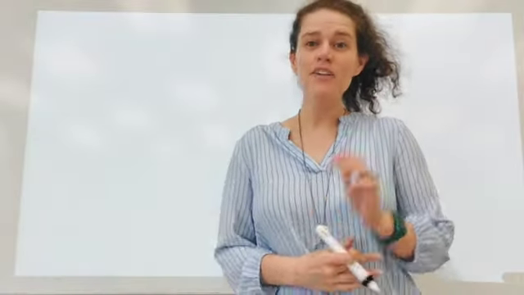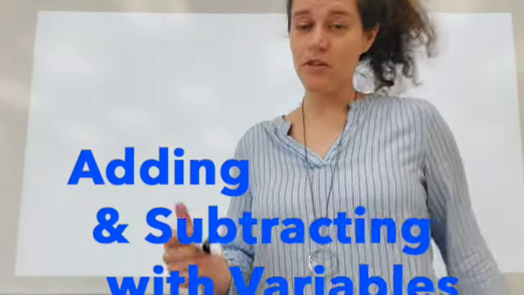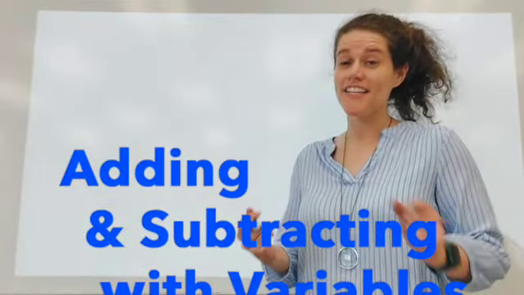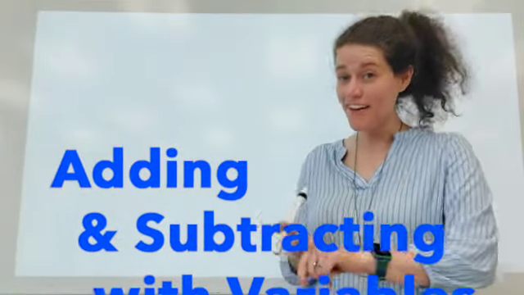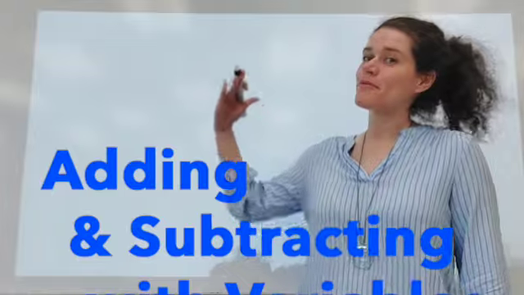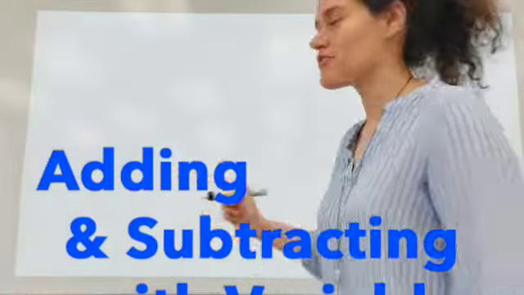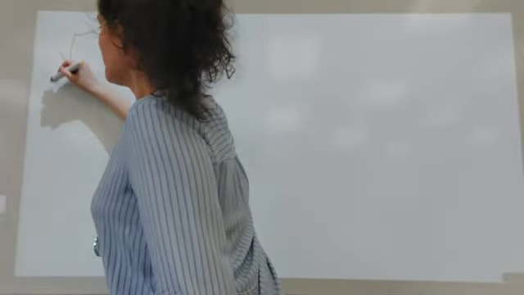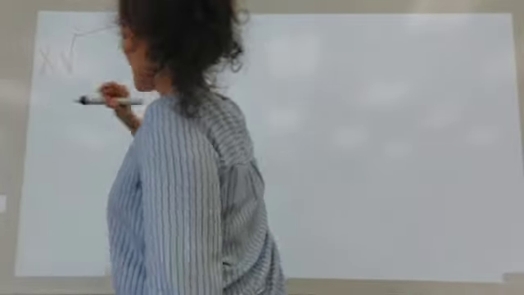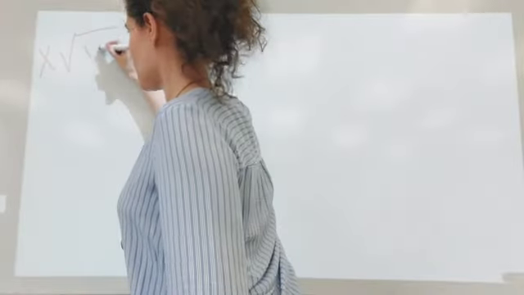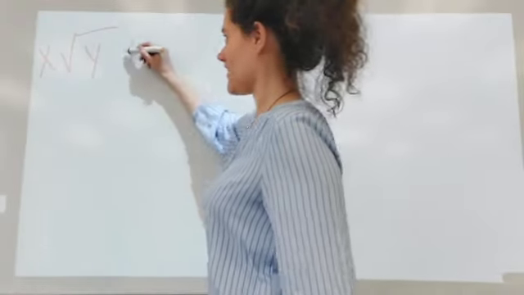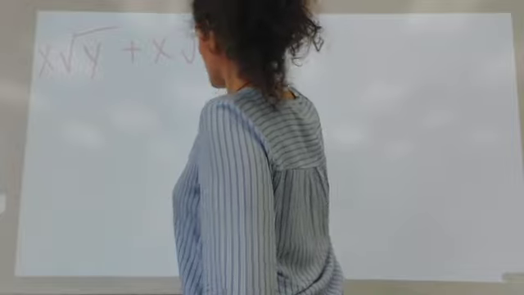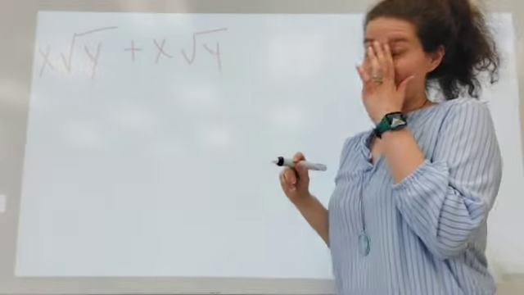Okay, so remember, adding and subtracting radicals, you have to make sure that the indices are the same and the radicands are the same. But when we're putting variables in it, there is this extra step that we need to worry about. So if I've got the square root, let's say x square root of y, and I'm trying to add that to x square root of y.